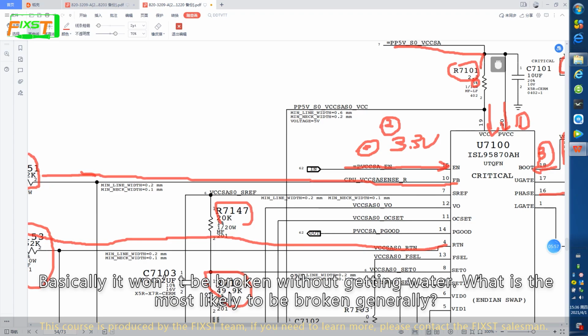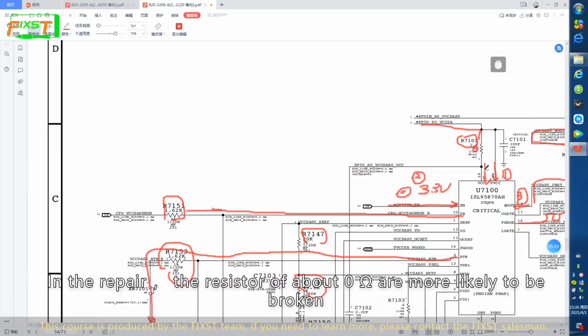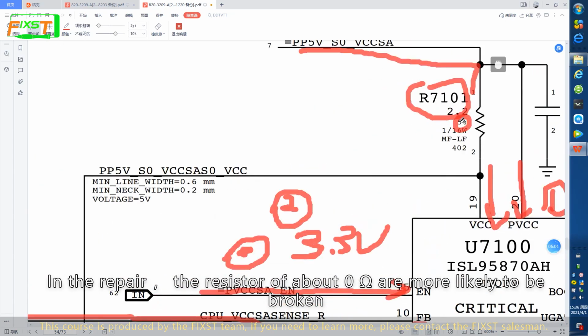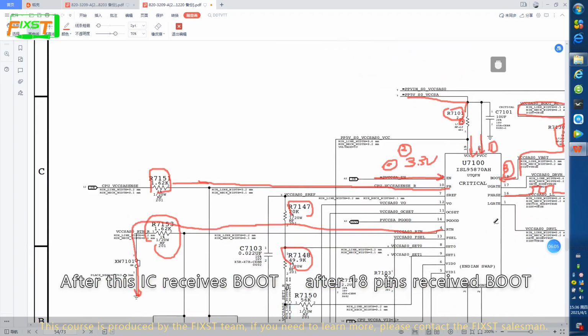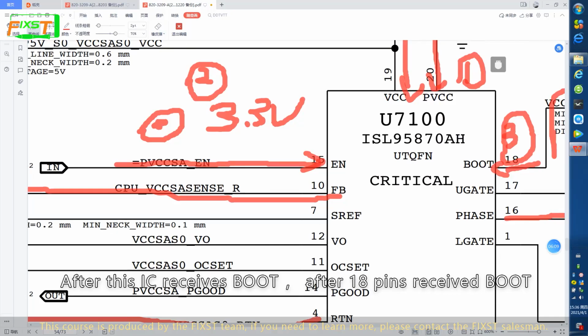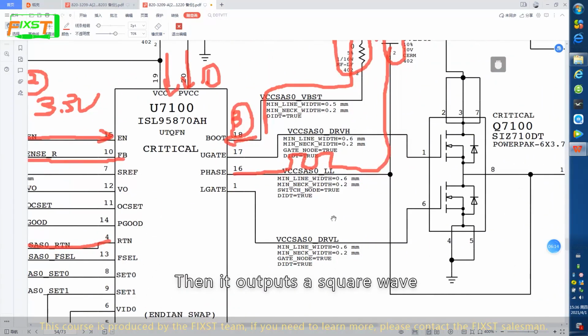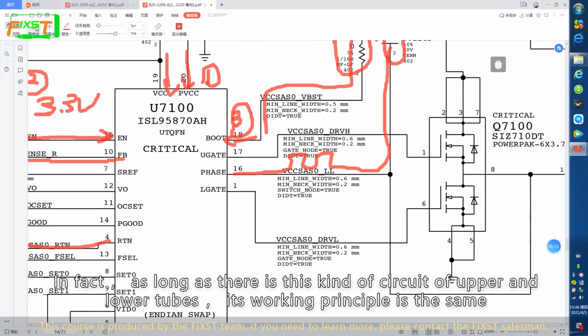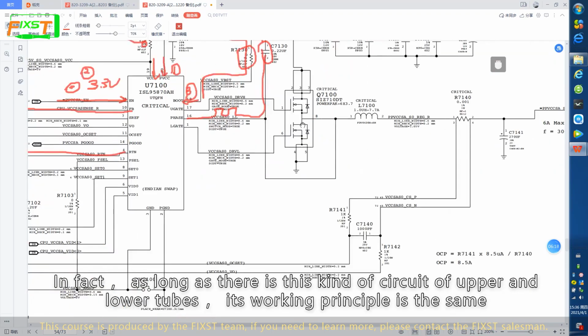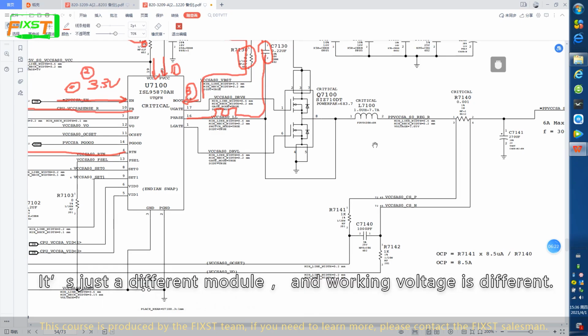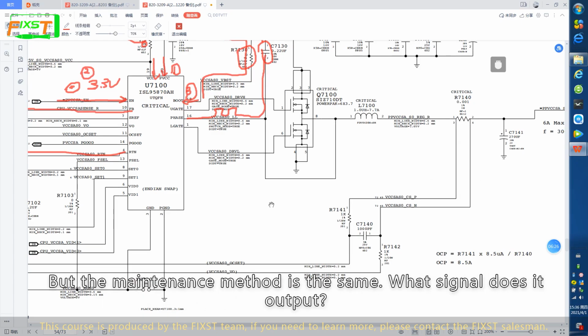What is most likely to be broken generally? In repair, the resistors of about 0 ohm are more likely to be broken. After this IC receives boot on the 18th pin, then the outputs are square waves. In fact, as long as there is a circuit of upper tube and lower tube, its working principle is the same. It's just a different module and the working voltage is different, but the maintenance method is the same.